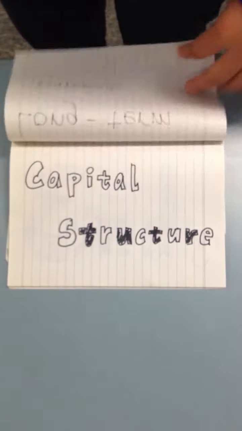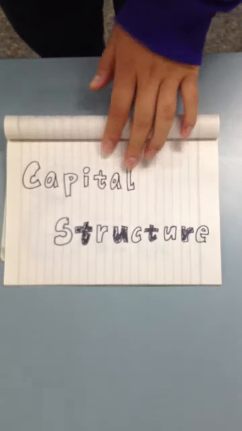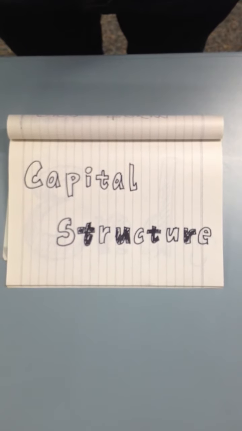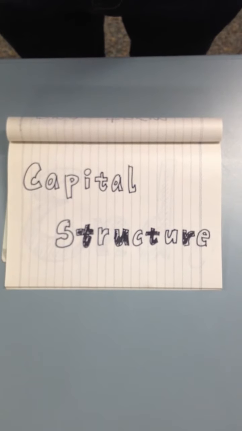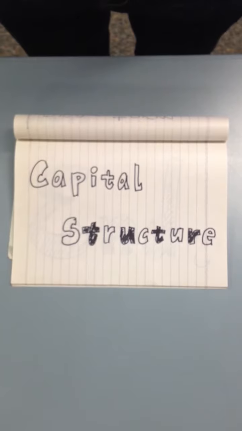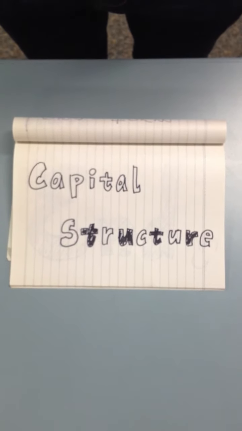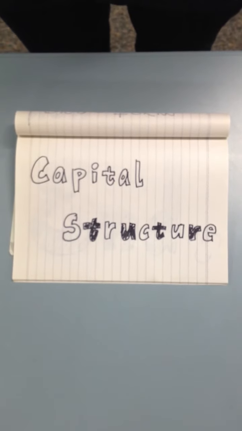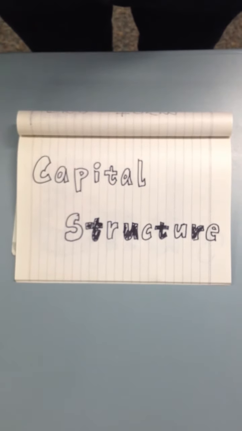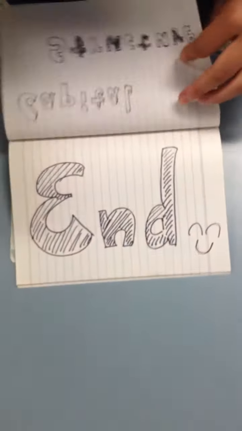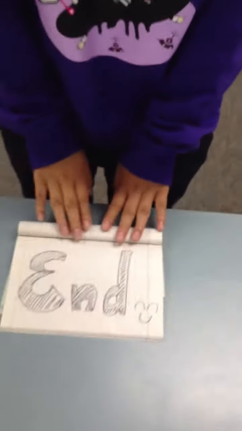And the next is the capital structure. It is also called leverage. It means a mix of borrowings and owner's equity that is used to finance the acquisitions of the firm's assets. And that's all for the current liabilities and non-current liabilities. Thanks.